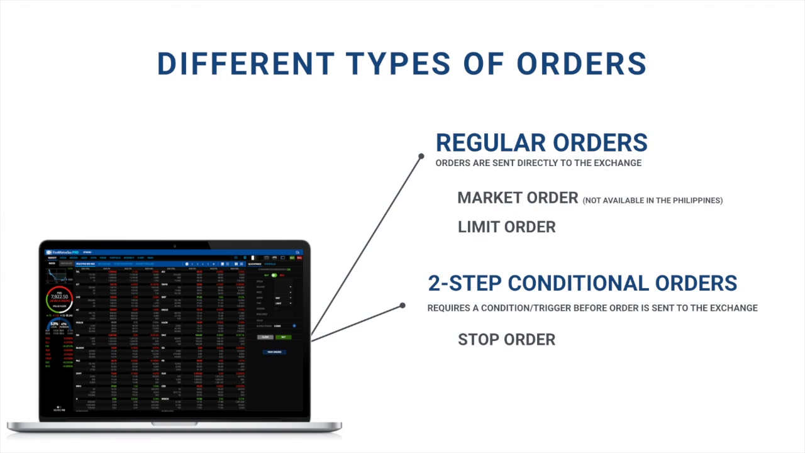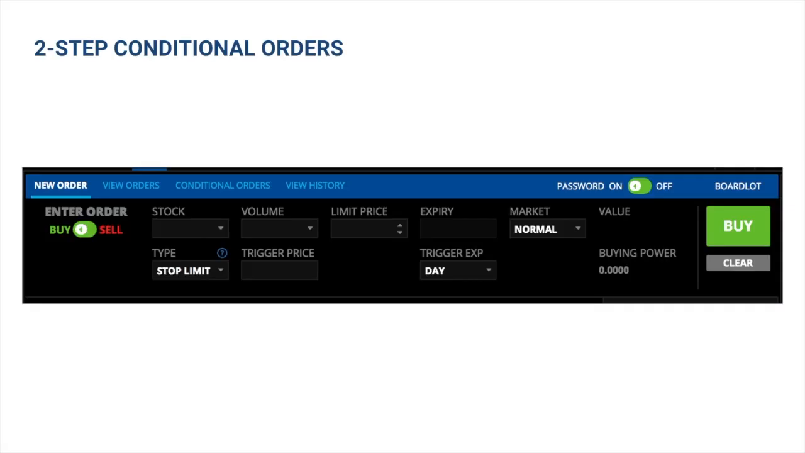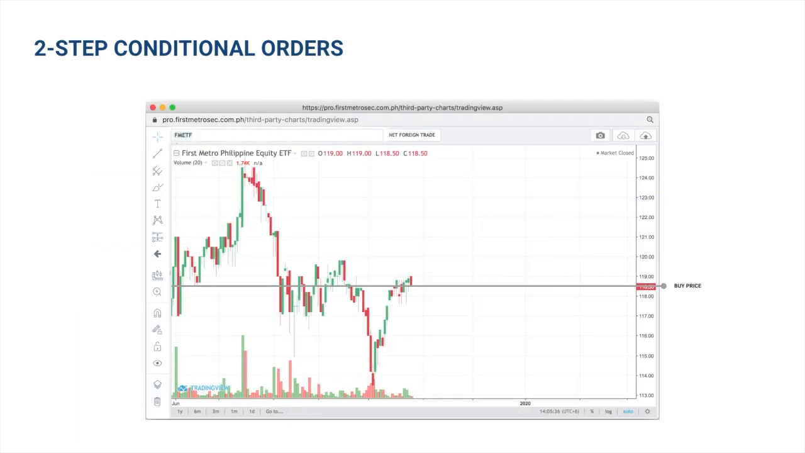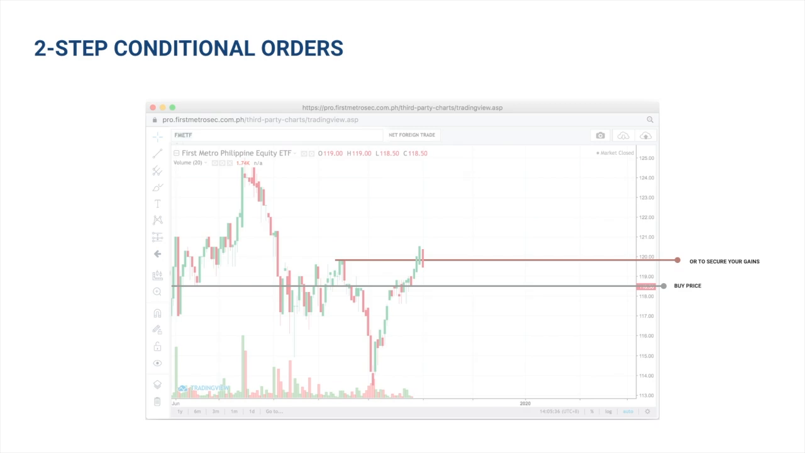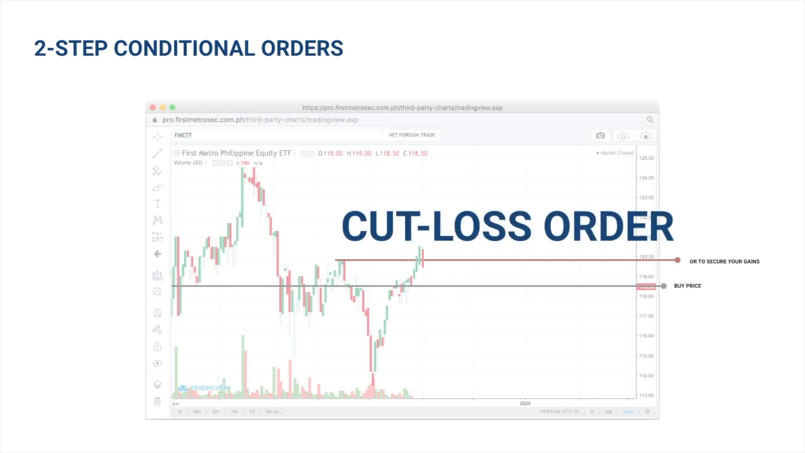Okay, so now that I briefly described the regular order types of market versus limit, let's talk about the two-step conditional orders, focusing on stop orders. I would use a stop order when I first want a price condition to be met before I send an order to the exchange. The best sell example of this is when I want to protect myself from significant losses when I put on a trade. Or using the same logic, when I already have some gains and I want to protect a portion of my gains. This is sometimes called a cut-loss order.